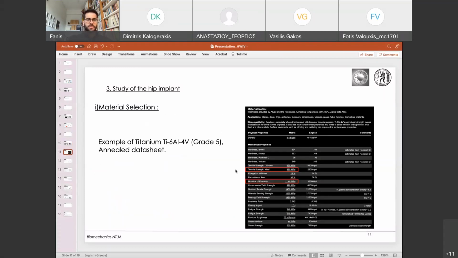So for this example, we will talk later about more for it, but let's say we will use a titanium material. This is a specific grade, and that's a typical data set. I've singled out a couple of values, that is the tensile strength, the yield, and the modulus of elasticity, because that's what's interesting for us, at least for this application.